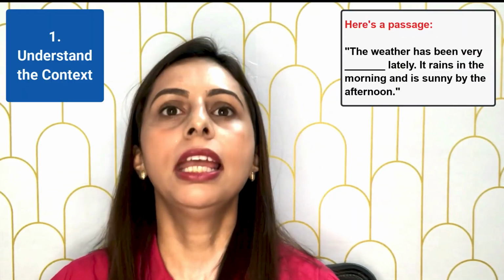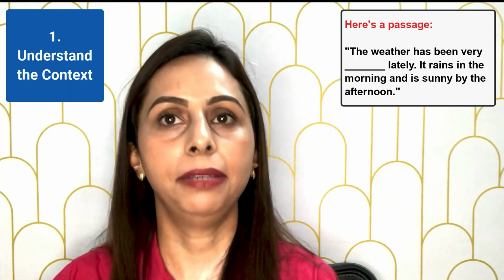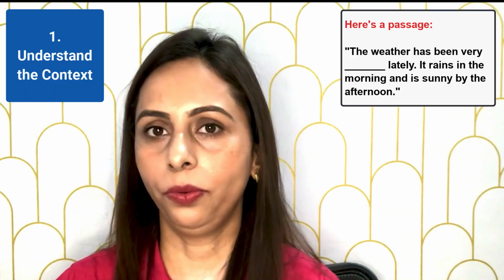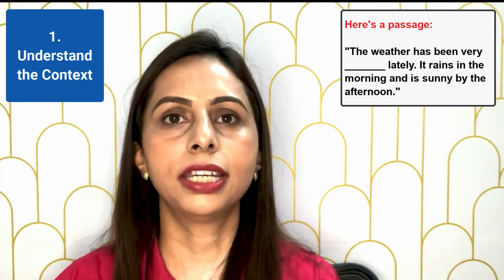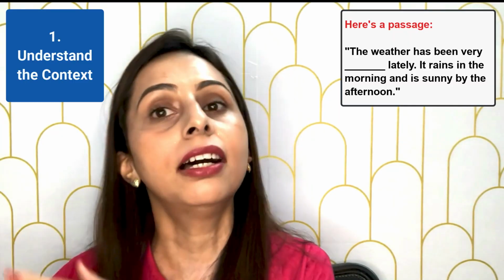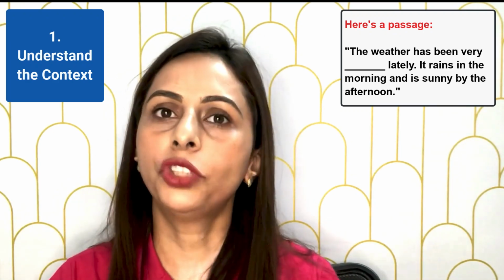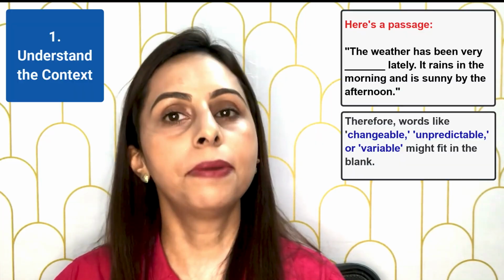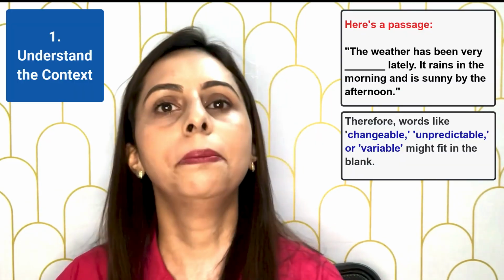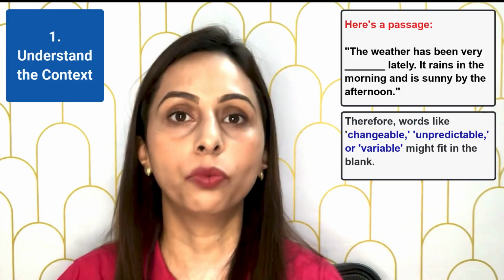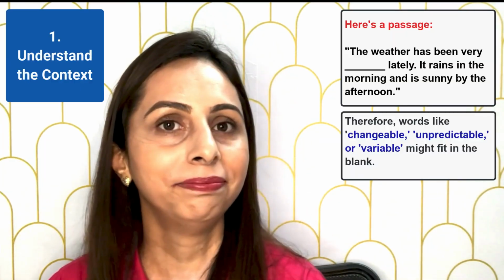Here's a passage. The weather has been very blank lately. It rains in the morning and is sunny by the afternoon. So from this, we understand the context is about the weather and its variability, as it says it rains in the morning and is then sunny in the afternoon. So, the weather has been changing or has been variable. Therefore, words like changeable, unpredictable, or variable might fit in the blank. Now you see why it is so important to understand the context by looking at the words and sentences before and after the blank.